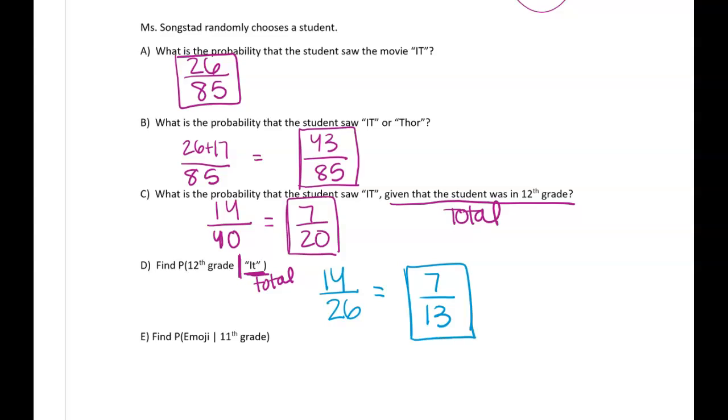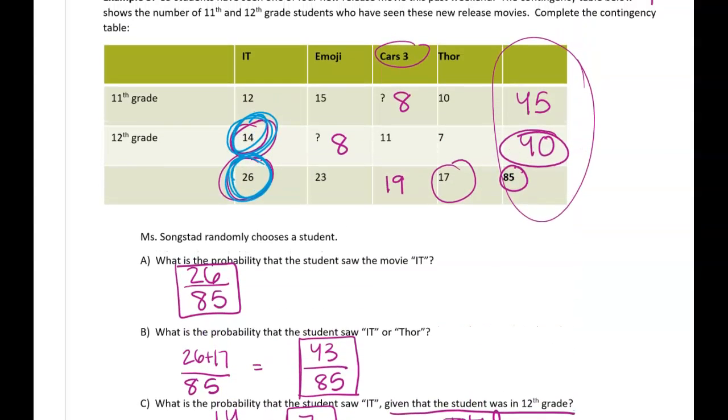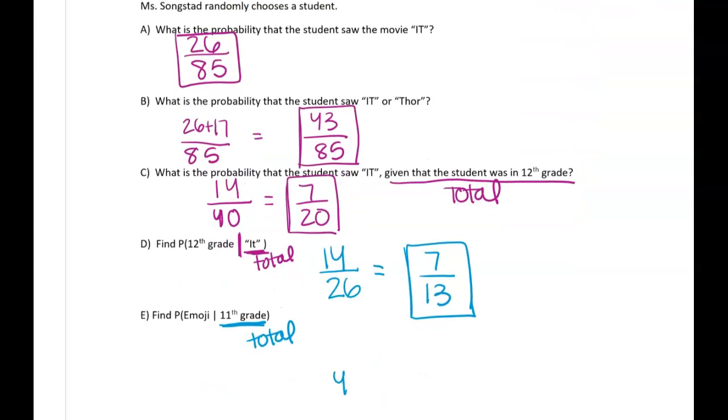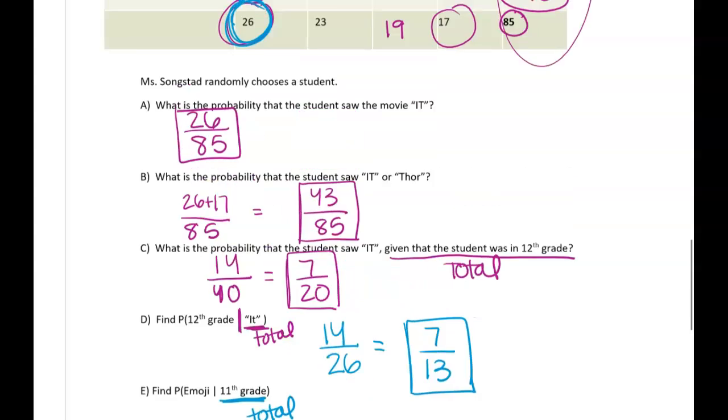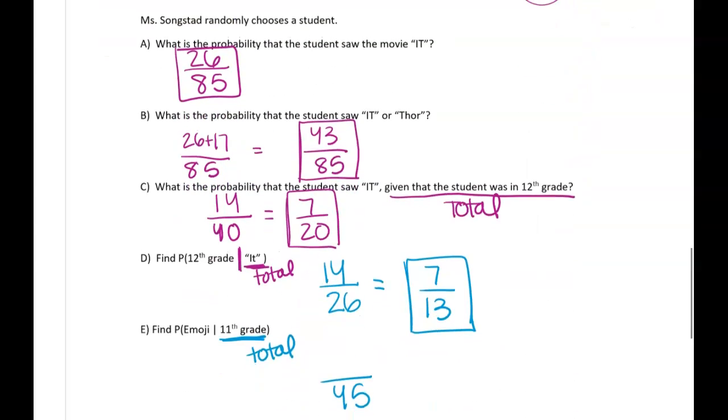Now here's our last one, probability of emoji given 11th grade. So 11th grade is our total. We look at all the 11th graders, that's 45. Out of those, 15 saw the Emoji Movie, so 15 out of 45 is our probability, which simplifies to 1/3.